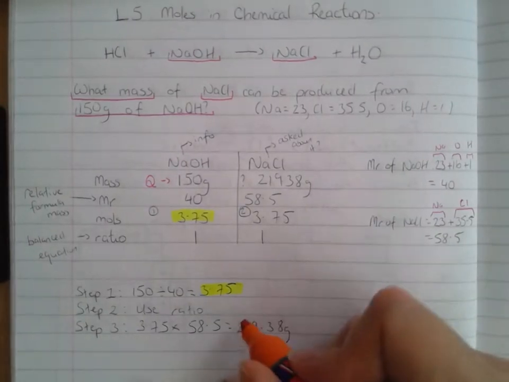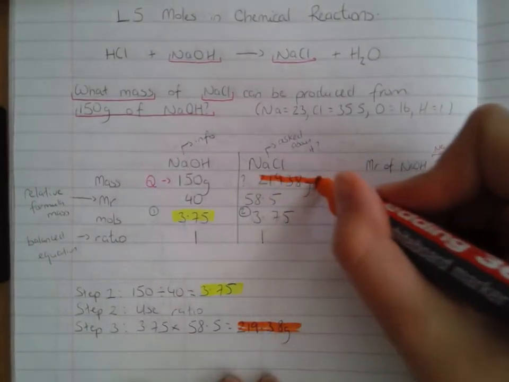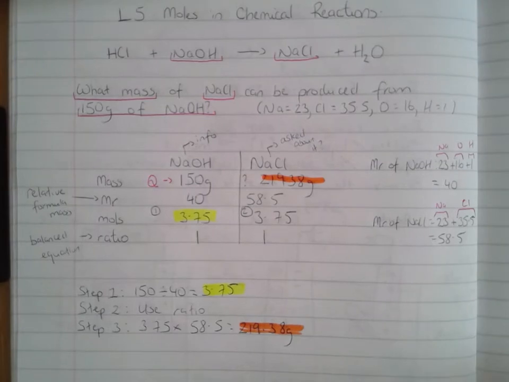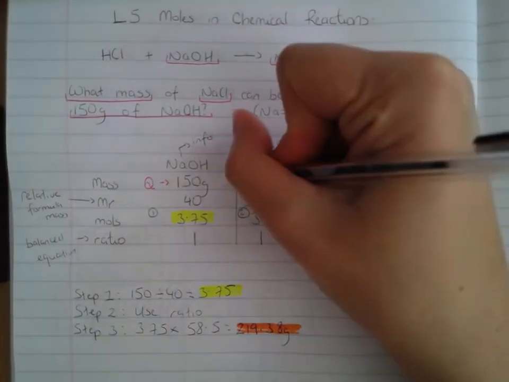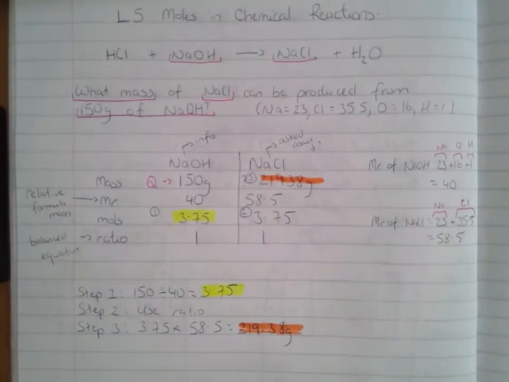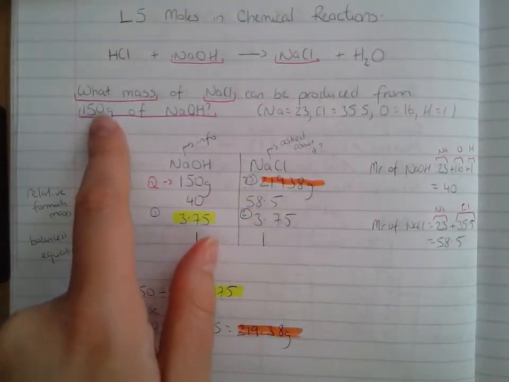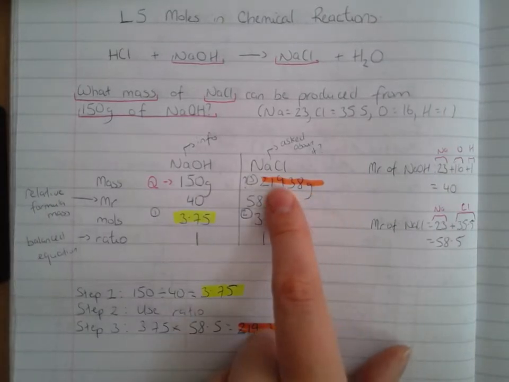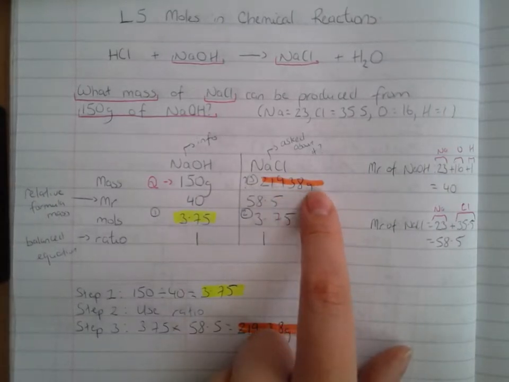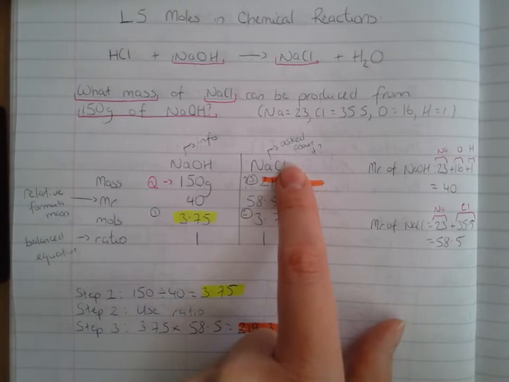Okay, so that's going in there. That's box 3. Okay, and that's the whole table assembled. And what this calculation tells me is if I started off with 150 grams of sodium hydroxide, I could make a maximum of 219.38 grams of sodium chloride.